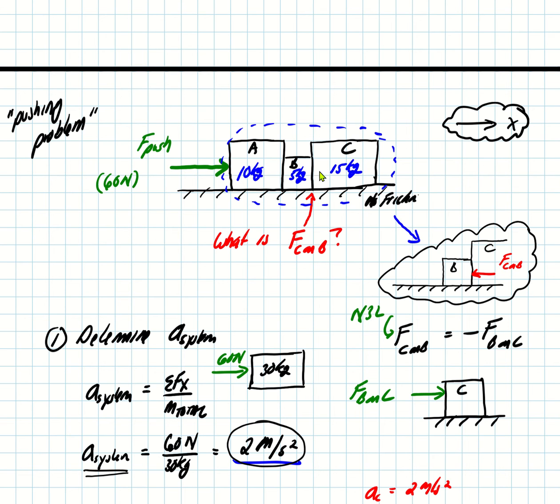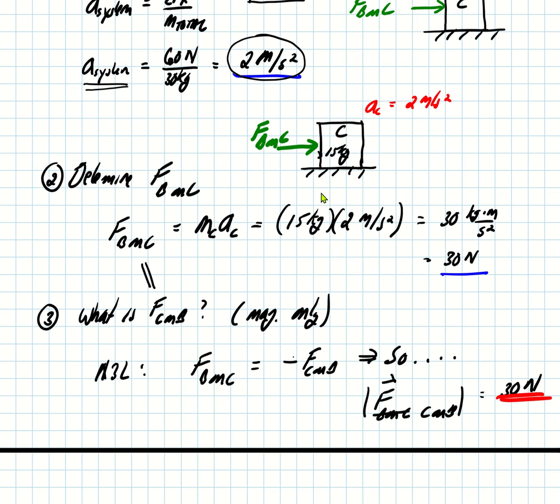So that means the force that B pushes on C, and C pushes back, should be about half of the total force, right? You've got half the mass accelerating at the same rate. Well, that's going to take half the force, and that's what we come up with. So I think the answer does make sense.